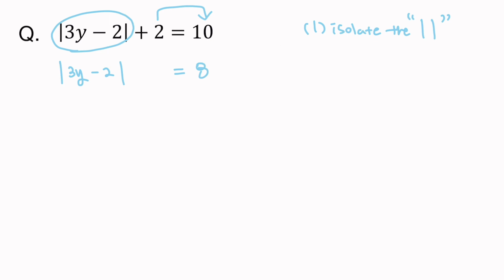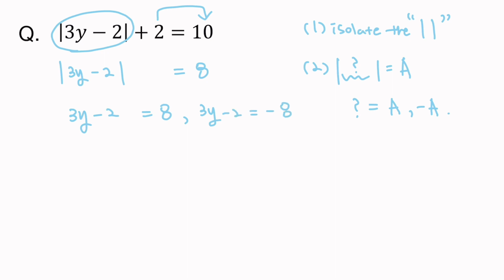Now it's much simpler, and the next step is, since we have already isolated the absolute value, you're going to set whatever is in the absolute value sign equal to a and minus a. So I'm going to set 3y minus 2 equal to 8, and also I'm going to set 3y minus 2 equal to negative 8, and solve for y in both scenarios. So the third step would be to solve for the unknown value.